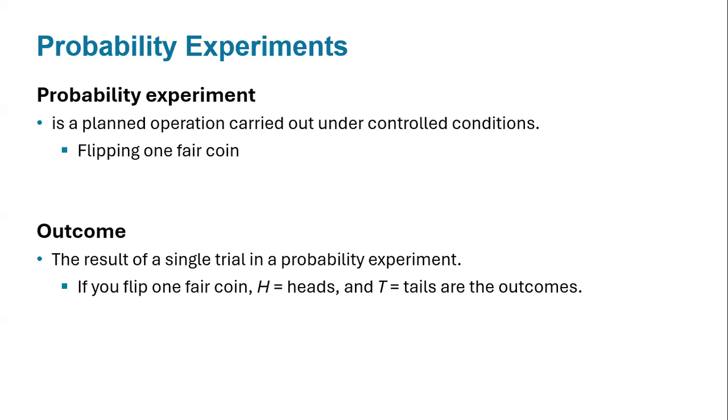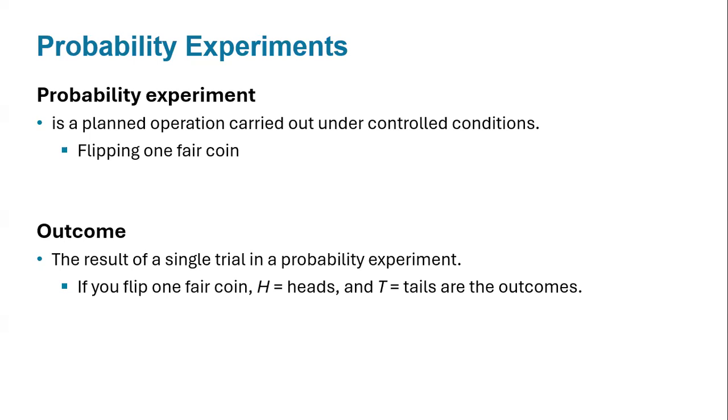A probability experiment is a planned operation under some controlled conditions. Like when you flip a fair coin, that's a probability experiment. When you roll a fair die, that's a probability experiment.